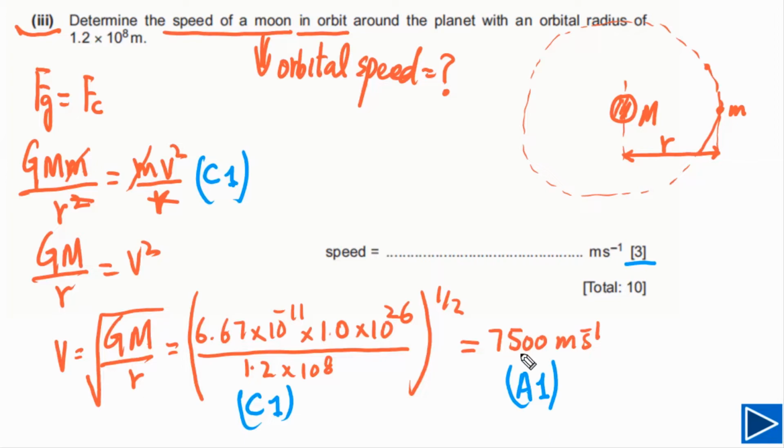Our answer is up to 2 SF because the least number of SF in the given data we have is 2 SF. That's the reason our final answer also has 2 SF.